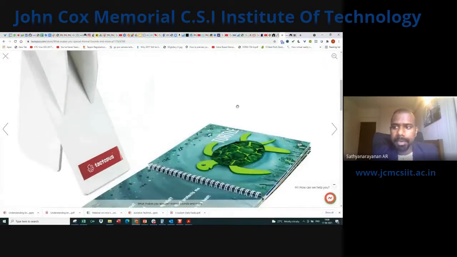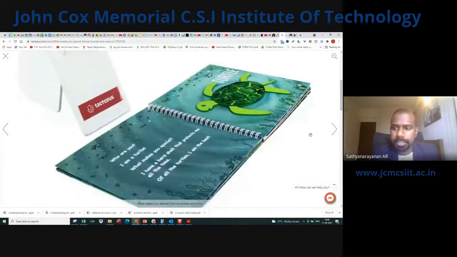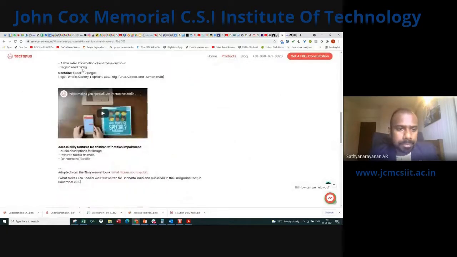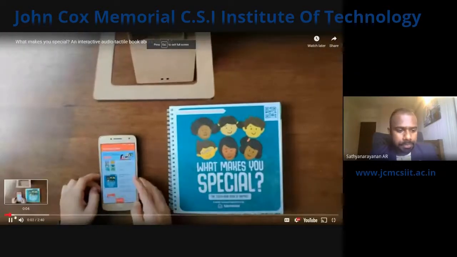They have the phone on top of the stand, and when you turn the page, it gives the audio about what is on it. So even blind people can do it and learn as well. There is also Tactopus, so you can see how it works. So, another tool.